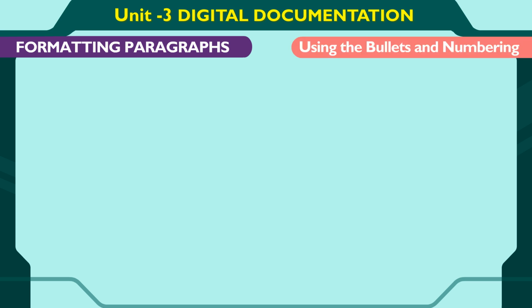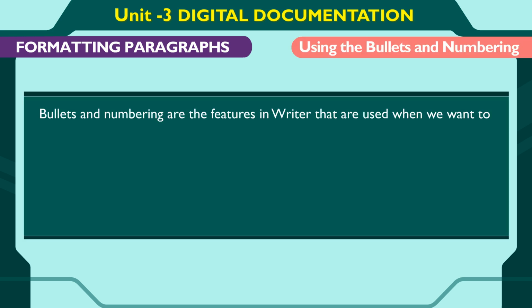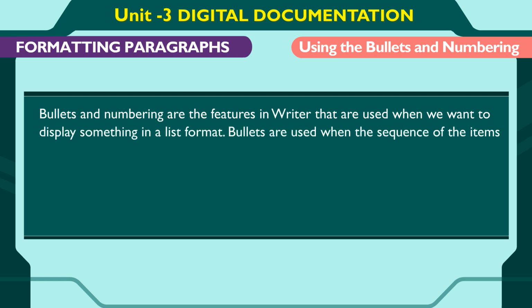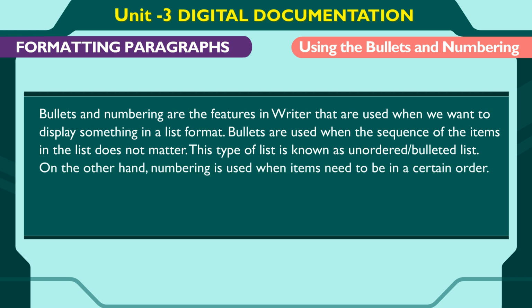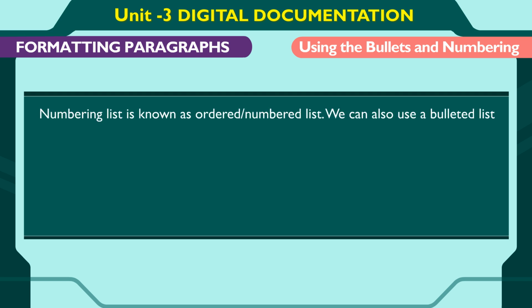Using the bullets and numbering. Bullets and numbering are the features in Writer that are used when we want to display something in a list format. Bullets are used when the sequence of the items in the list does not matter. This type of list is known as unordered or bulleted list. On the other hand, numbering is used when items need to be in a certain order. Numbering list is known as ordered or numbered list. We can also use a bulleted list inside numbered list, which is known as nested list.